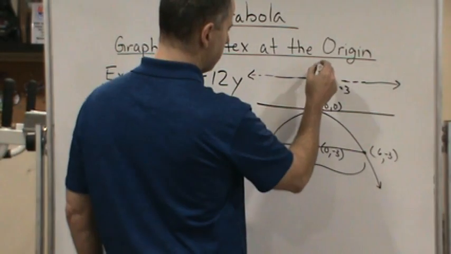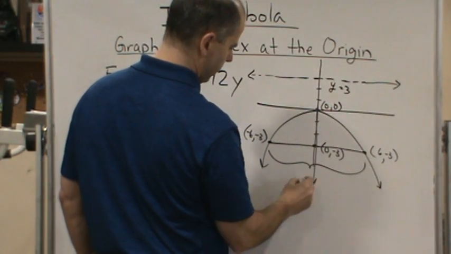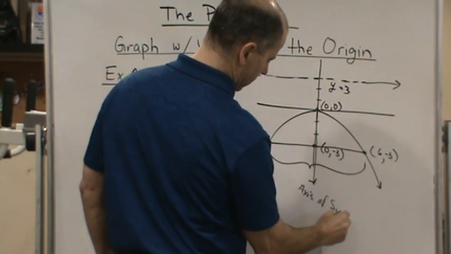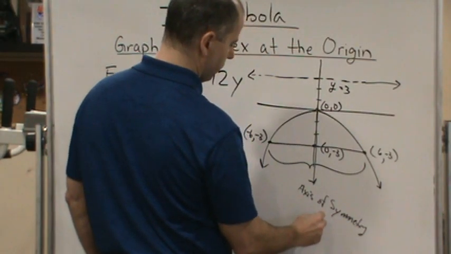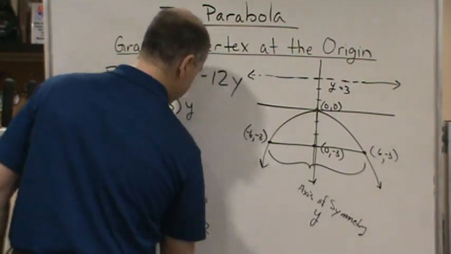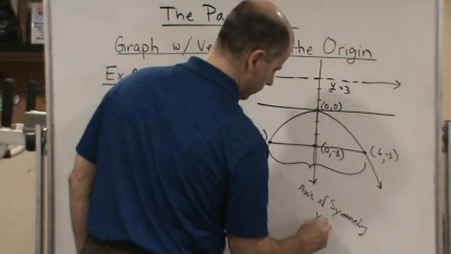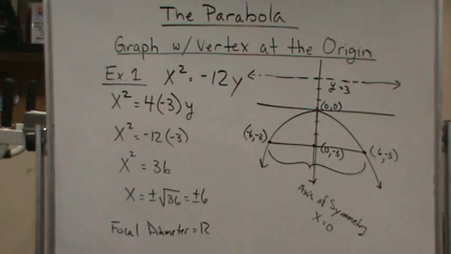So now the axis of symmetry is the y-axis. So the axis of symmetry is what? It's going to be, oops, not y. X equal to 0. And that's it. We answered all the questions. Not bad. Let's go and do another one.